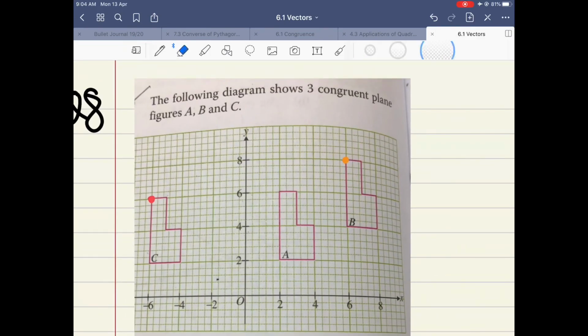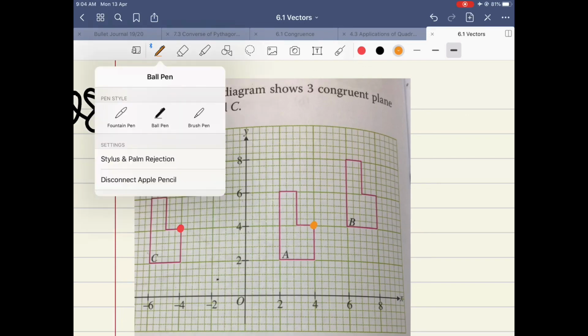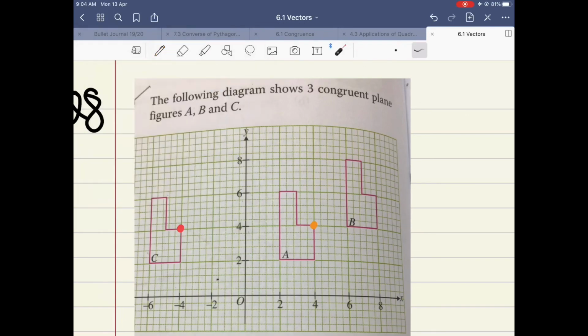Okay, for figure C to figure A, what happens here is this. I will choose a point as convenient. Let's mix it up a bit. I choose a different point now. I choose this corner over here and I choose this corner over here. So basically the translation will work like this.